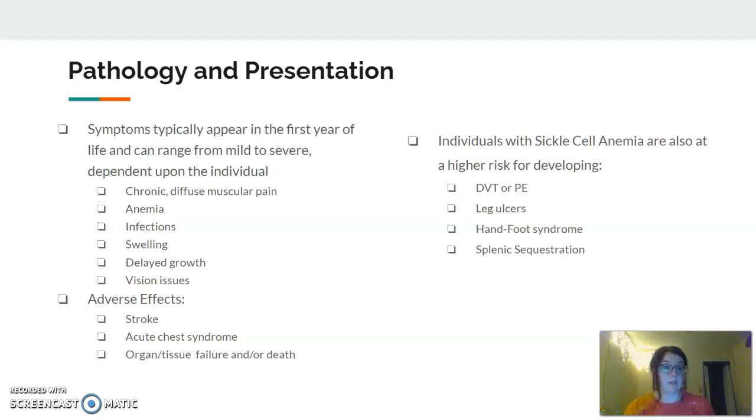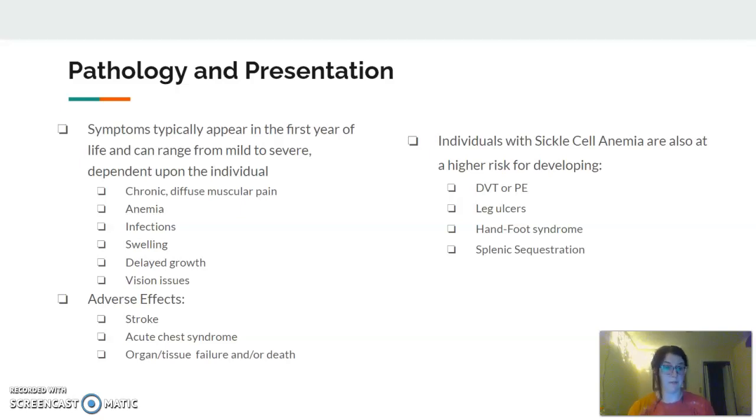Also, because sickle cells die prematurely, people have anemia, hence the name sickle cell anemia. They're also more prone to infections, swelling, delayed growth, and vision issues, and this is all just building off the circulation issues that come with sickle cell anemia. And even more serious issues that come along with sickle cell anemia are increased risk for stroke, acute chest syndrome, and organ tissue failure and/or death.